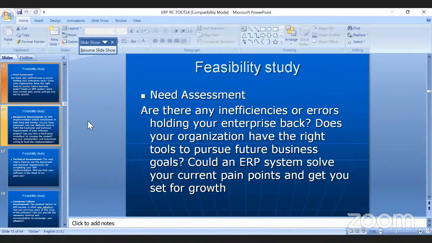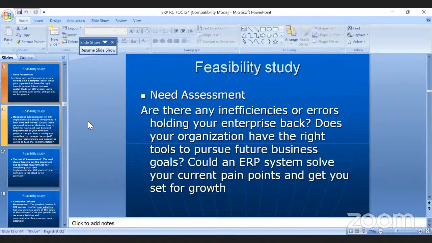Our employees are leaving the organization. Employee retention is a challenge. Our compensation plans are not so competitive with the other organizations. There may be a problem with HR, finance, manufacturing, or sales and marketing. You identify the problem. What is the problem? Whether this will be solved by implementing ERP, that is the next question.